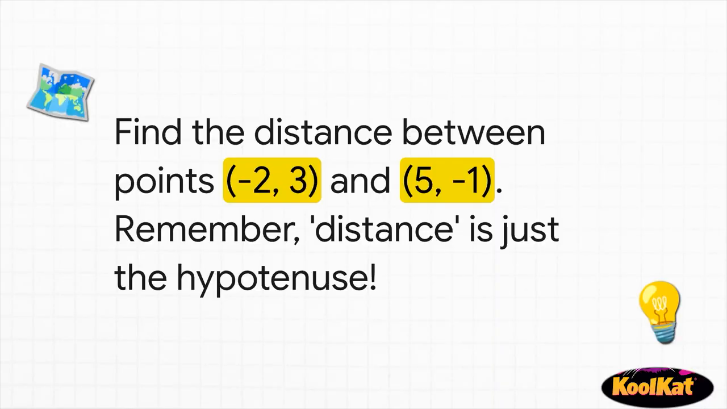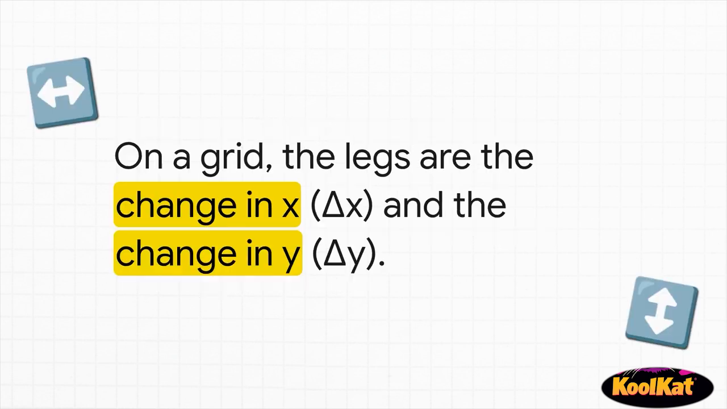And here it is again. We've got 2 points, one at -2, 3, and the other at 5, -1. And you have to remember, that word distance is just a code word. It means find the hypotenuse of a triangle that's hiding right there on the grid. So the big question is, how do we find the lengths of our A and B on a grid? It's easy. We just find the distance between the x values and then the distance between the y values. That horizontal change and that vertical change, those are the legs of our hidden triangle.